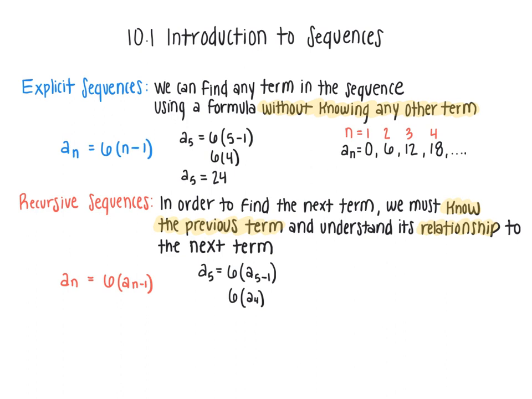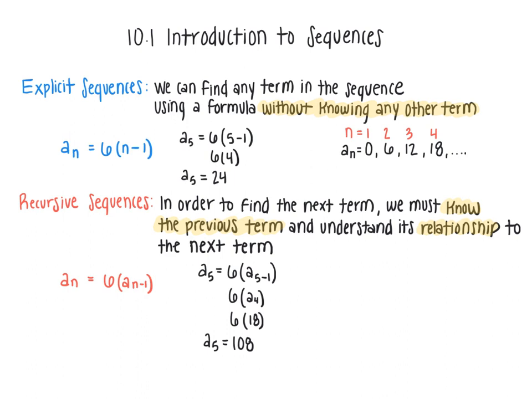So if we refer back to our sequence up here, my fourth term was equal to 18. So this would become 6 times 18, which gives us 108. So my fifth term in my recursive sequence is 108 and not 24. So even though these two sequences look quite similar, what we have to realize is that in order to find my fifth term for the recursive sequence, I had to know what the fourth term equaled. But in order to find the fifth term in my explicit sequence, I actually didn't need to know any of the previous terms.